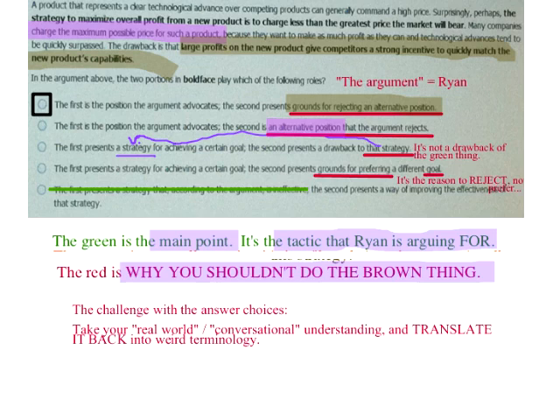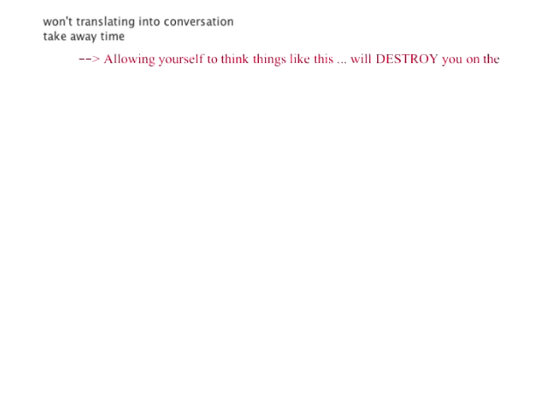Again, more importantly, make sure you don't think in this sort of way in general. This is a good example of the mentality that will just destroy you on this exam. If you have thoughts like this, even allowing yourself to think things like this will destroy you on the GMAT.